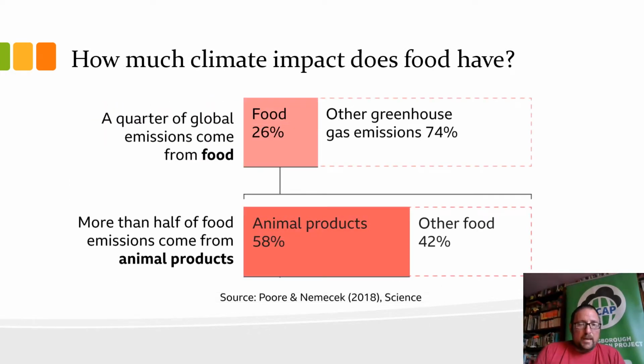How much climate impact does food actually have? If you take all of the impact that everything does in the entire world, food has 26% of that impact, so more than a quarter. And more than half of those emissions come from animal products, being at 58%.